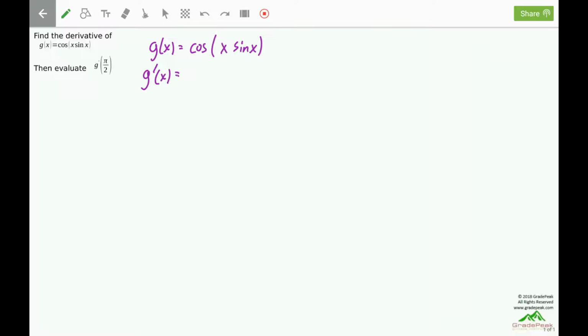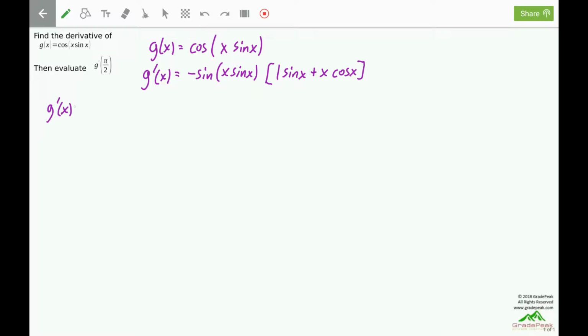The derivative, g prime of x, will start with the derivative of the outermost function. That's the cosine. The derivative of cosine is negative sine. You leave its entire inside alone, x times the sine of x. And then we multiply by the derivative of the inside for the chain rule. The derivative of the inside is a product rule, x times sine x. The derivative of the first, the derivative of x, is a 1 times the second left alone, sine x, plus the first left alone, x, times the derivative of the second, the derivative of sine is cosine of x.